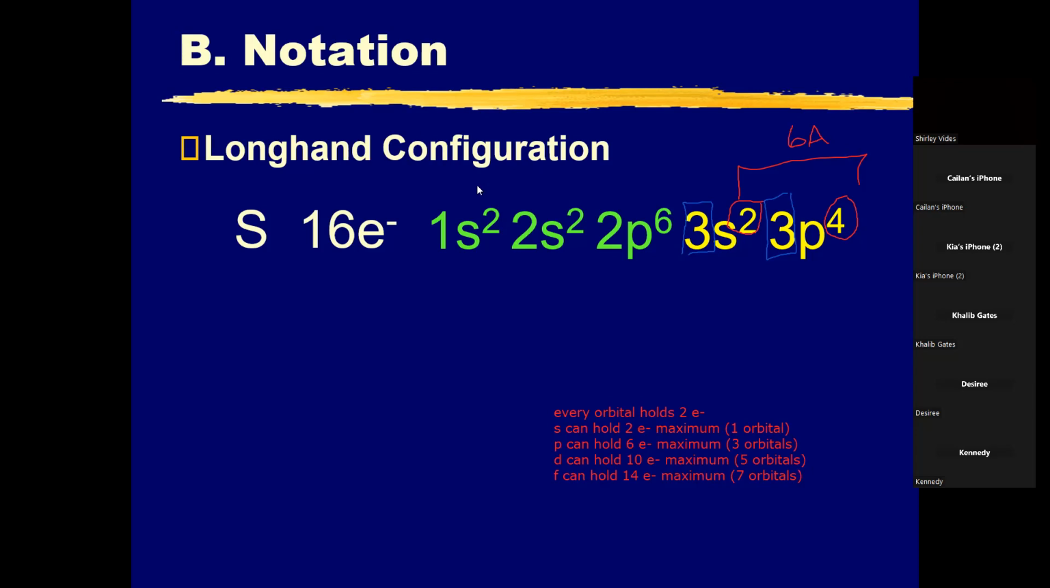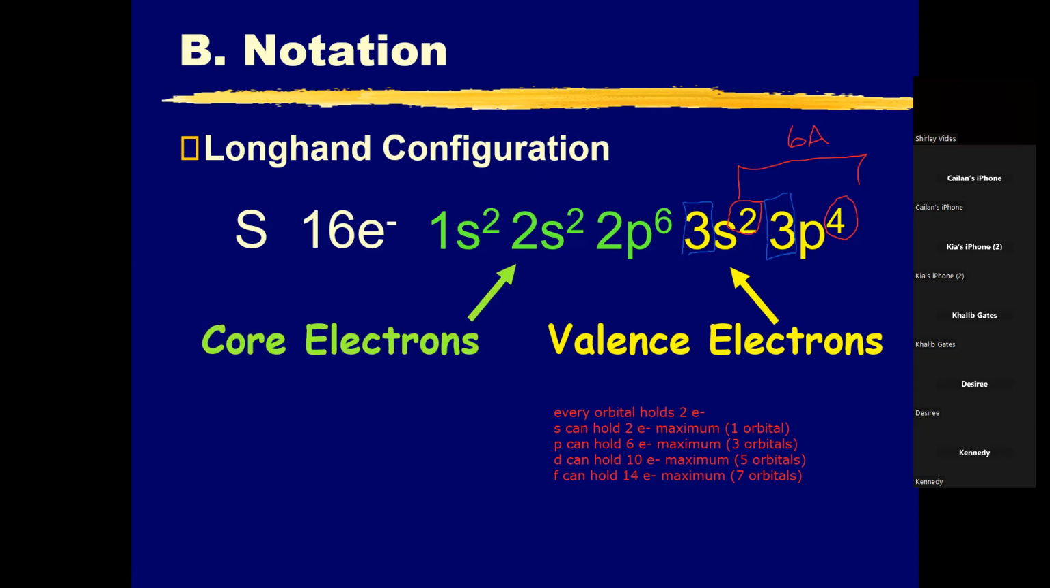And the other thing that you can do is add them up. If you're not sure that you did it right, you can always add the electrons up, and they should add up to the number that you're looking to put in. And these yellow ones are your valence electrons. That's why the group number is 6A. All right, and the other ones are your core.